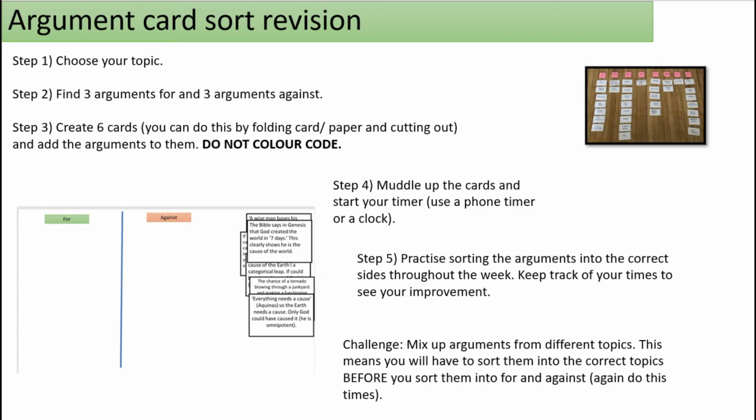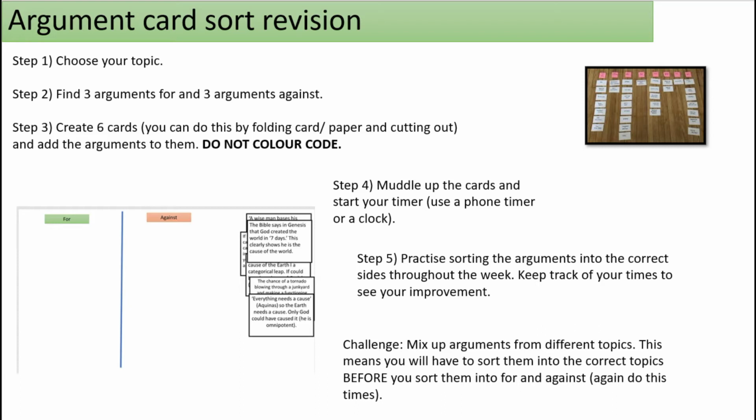Once you've selected your topic, find 3 arguments for and against. This can be done by using the Faith in 5 videos, by using your revision guides, by using your exercise books, or any notes that you have made. Next, you need to create 6 cards. Now you can do this very easily by folding and cutting a piece of card or paper. Alternatively, you can buy pre-made revision cards, but it's just as easy to make your own.